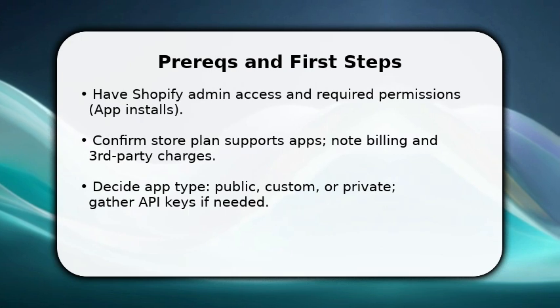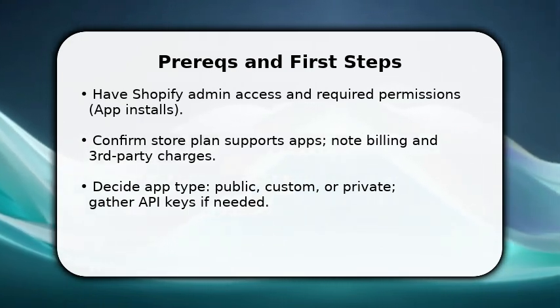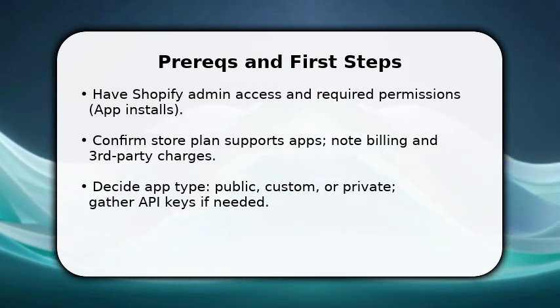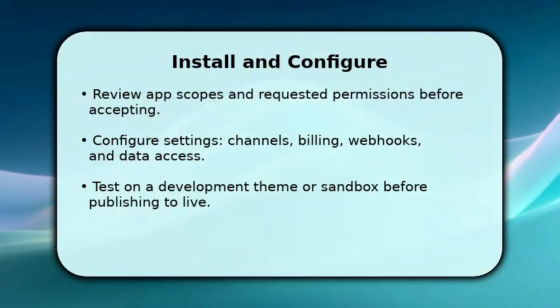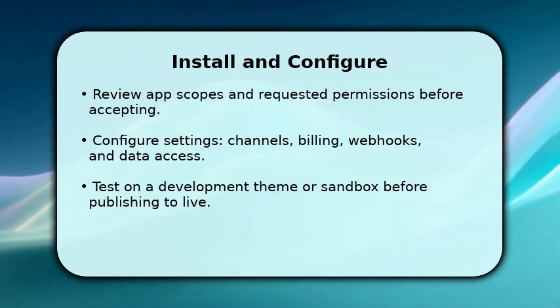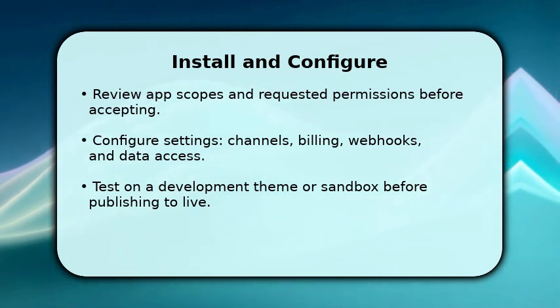Click Customize or Develop Apps when required, then choose Install App or Create App and follow the on-screen prompts to start the connection process. Once you start installation, read the permission list carefully because those scopes determine what data the app can access and why. Grant only necessary scopes. You can adjust settings later.